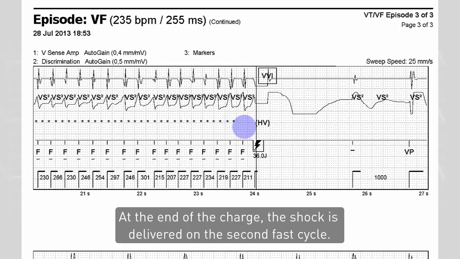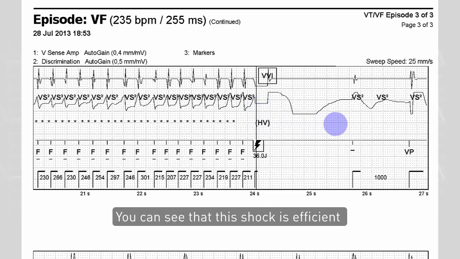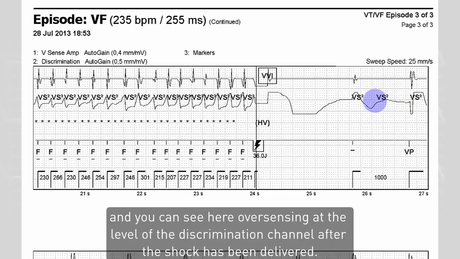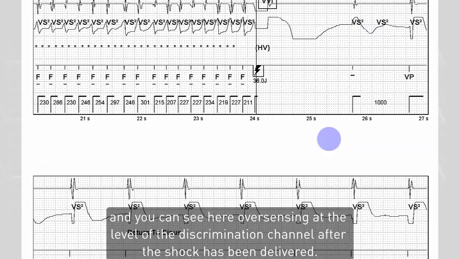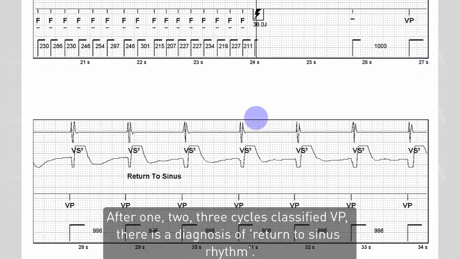At the end of the charge, the shock is delivered on the second fast cycle. You can see that this shock is efficient. And you can see here oversensing at the level of the discrimination channel after the shock has been delivered. After 1, 2, 3 cycles classified VP, there is a diagnosis of return to sinus rhythm.